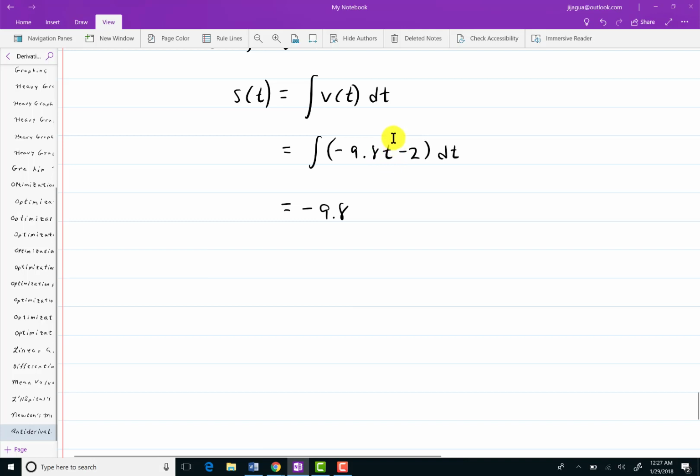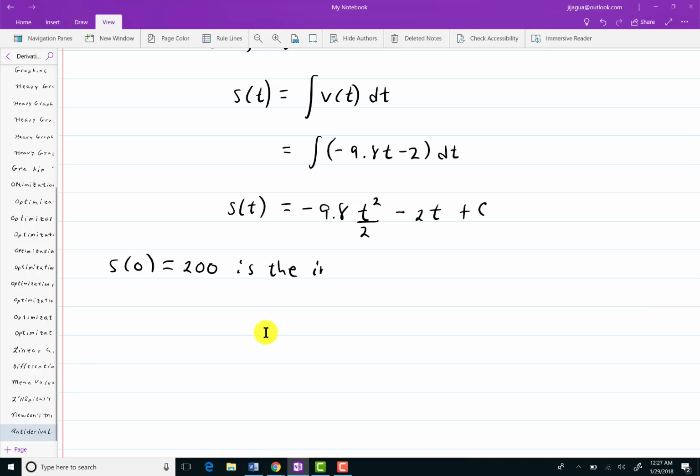The integral of t is, well, it's t to the 1 right now. So if you increase the exponent, you get t squared and then divide by 2. So I have negative 9.8 times t squared over 2 minus 2. Now think of that 2 as being 2 times 1. That way its antiderivative is t. And then don't forget to add c at the end. So my formula for s of t is negative 9.8 times t squared over 2 minus 2t plus c.